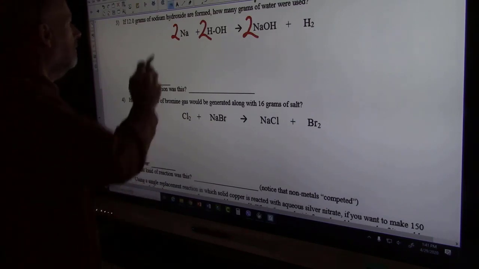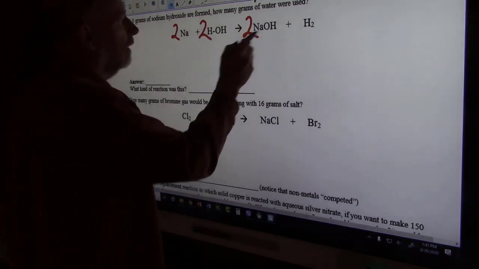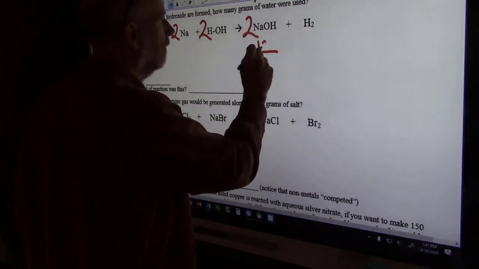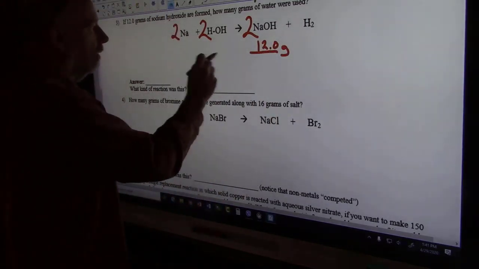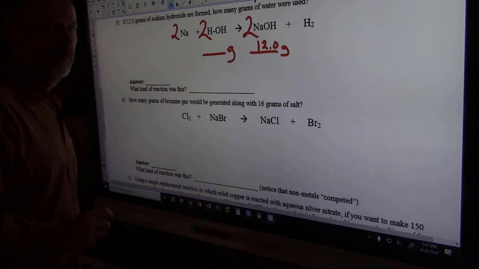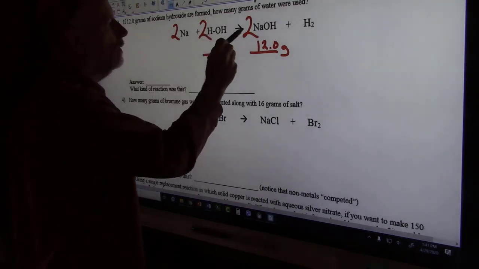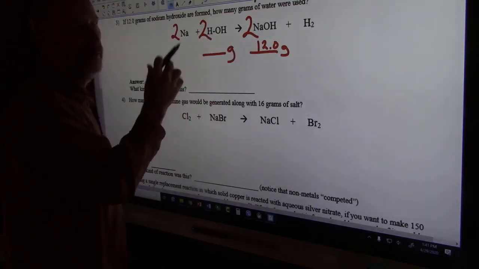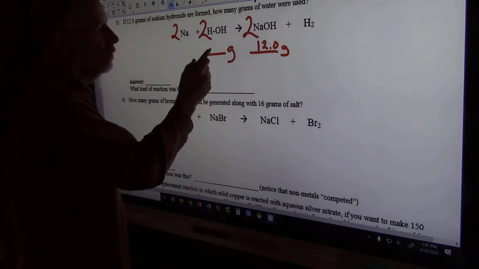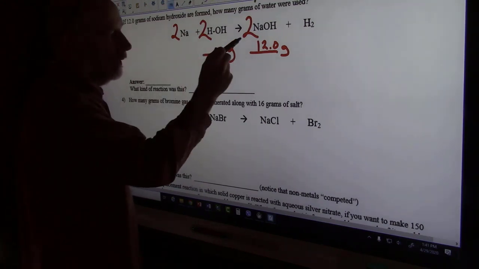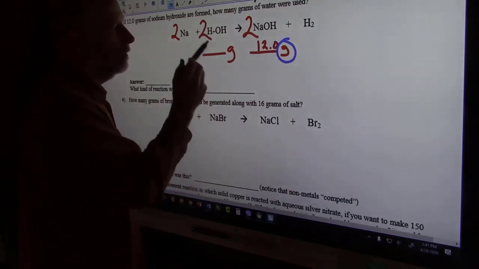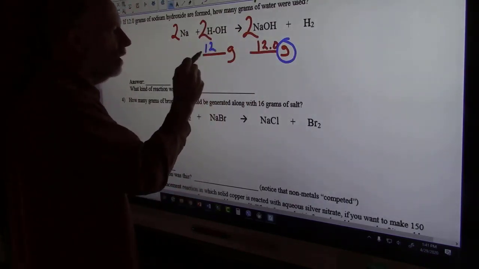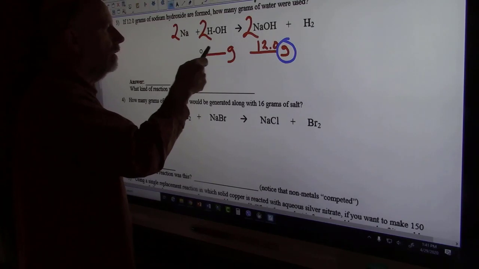12 grams of sodium hydroxide are formed. There it is. 12.0 grams are formed. How many grams of water were used? Temptation. Ooh, you'd say it's a 2 to 2 ratio. That's the same. 12 grams to 12 grams. But this is a mole to mole ratio. And this number, this is grams. Do not just say, oh, it's 12. That would be wrong. Don't do that, whatever you do.